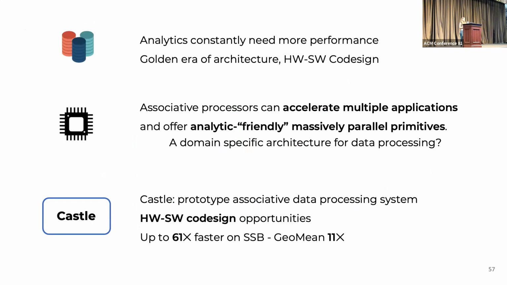And just as a summary of my talk, I would like to say that analytics are in constant need of processing large volumes of data and complex queries. We think associative processors are promising architectures that can accelerate various types of applications, but they offer these analytic-friendly, massively parallel primitives. So who knows, maybe they could become the base for a domain-specific architecture for data processing. So Castle is a hardware and software co-design system, and we are able to achieve speedups of around 11x with respect to an AVX512.